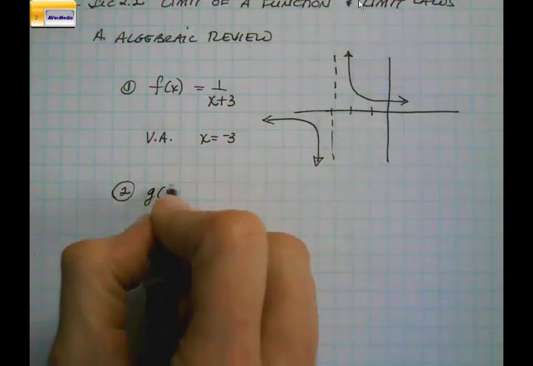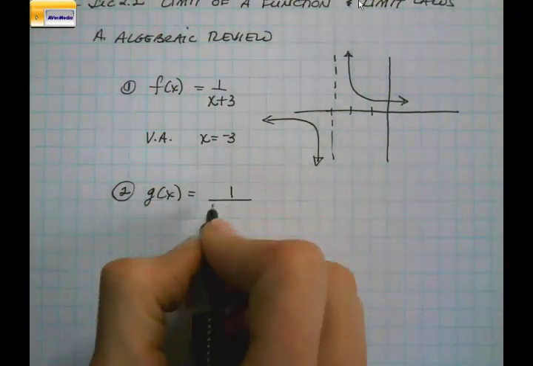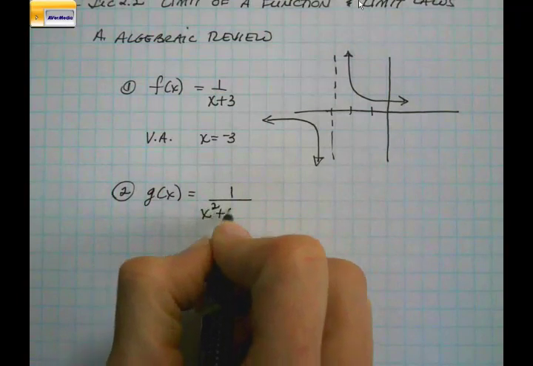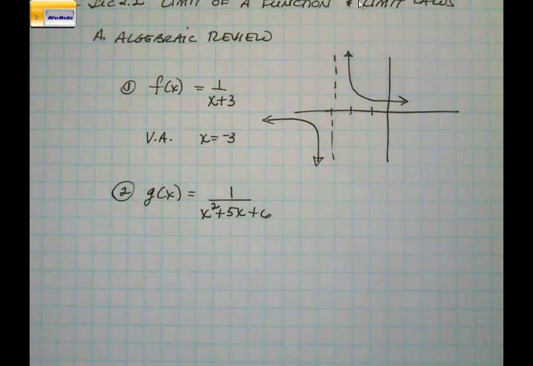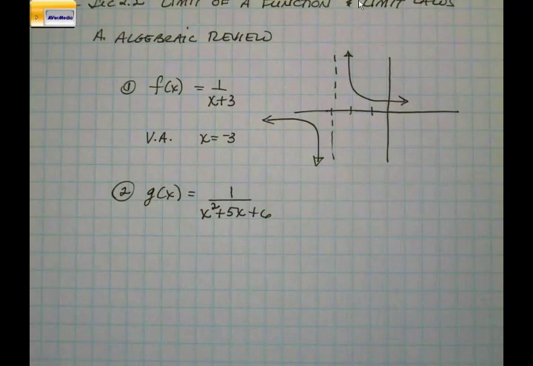Suppose we have a function that looks like this, another rational, and it's x squared plus 5x plus 6. There is bound to be a vertical asymptote. There's bound to be an x value that causes this rational to have a 0 in the denominator and be undefined. Does anyone know what that number or numbers are? Negative 2 and, hold on, is that right? Negative 2 and negative 3, right?